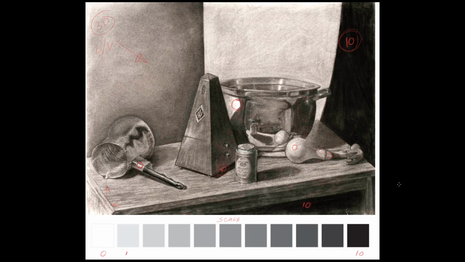Any more 10s out here? Some of the deep shadows maybe right in through here could be a 10. You can see where I mark that. Let's go find some 2s, about 20%. So not quite the brightest light, but getting close to that. Maybe as it falls over here, could be in the 2 range. Maybe right in through there on this kettle that's pushed over to the side, these lighter areas in through here.